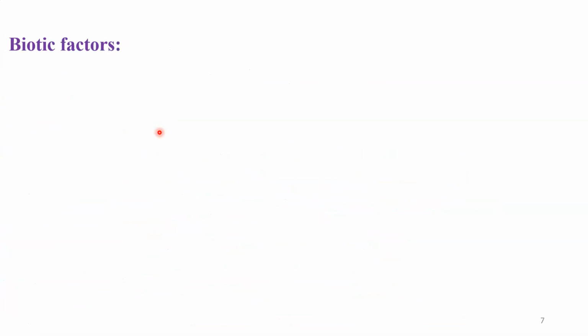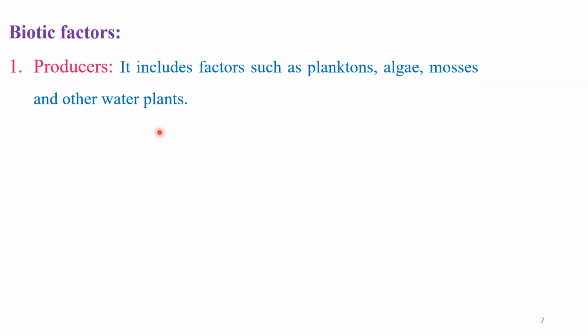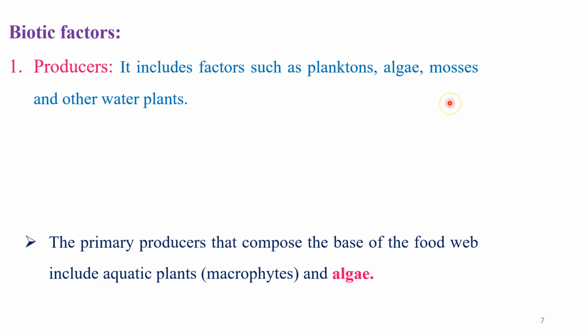If we talk about the biotic factors, you know that in each and every ecosystem we have three major biotic factors: producer, consumer, and decomposer. In the biotic factors of the river ecosystem, we have the producers, especially green plants. These include plankton, algae, and mosses, and the other water plants that we observe in this ecosystem.